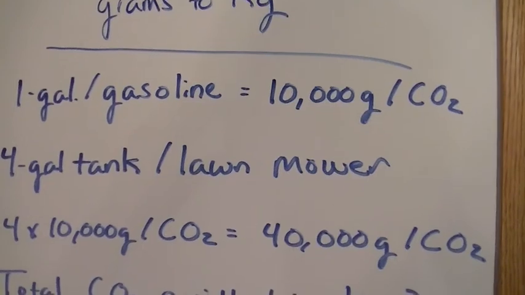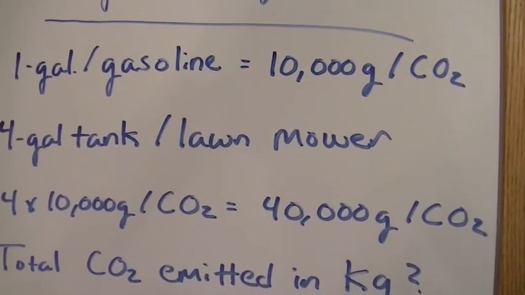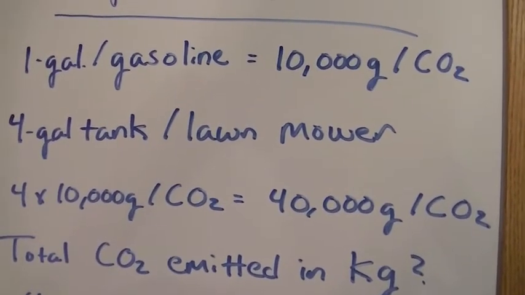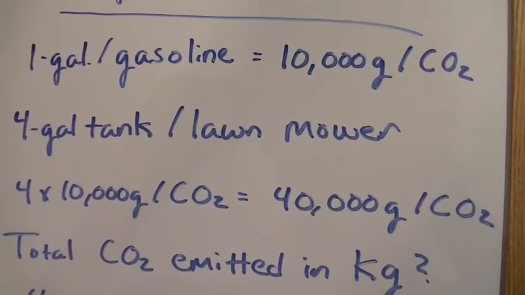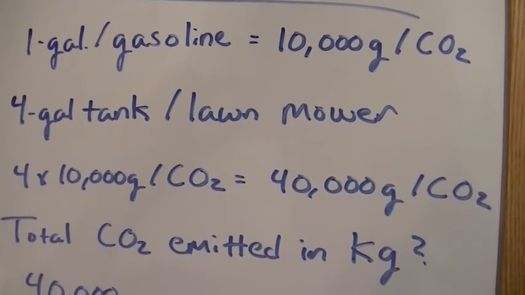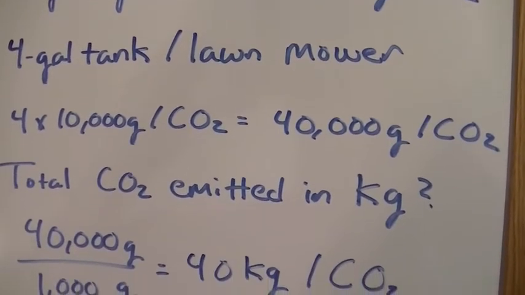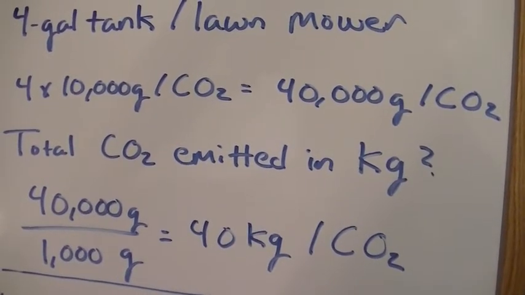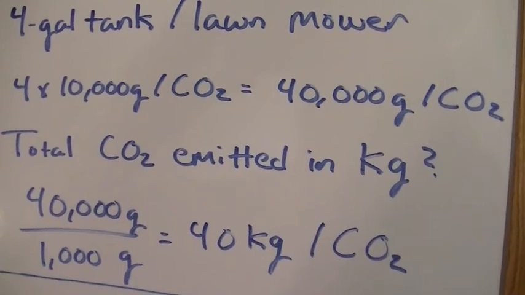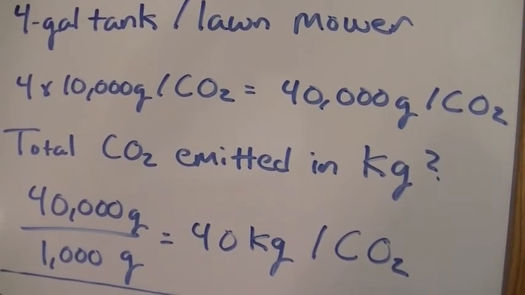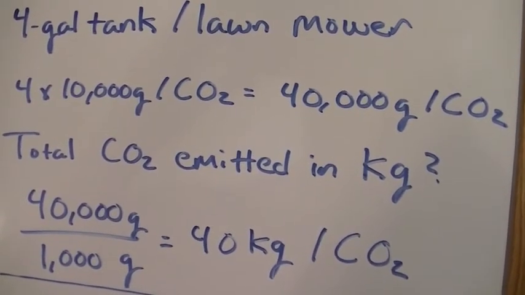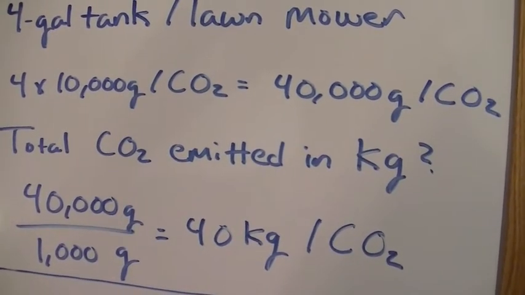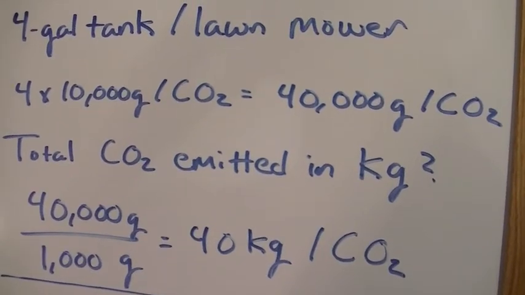All right, but the AP people are going to say, hey, what's the total CO2 emitted in kilograms? So we have a little problem here. We have to do a conversion. Remember, 1,000 grams is equivalent to 1 kilogram. So if we take 40,000 grams and divide it by 1,000 grams, move your decimal 3 to the left because you're dividing by 1,000, you will end up with 40 kilograms of carbon dioxide.